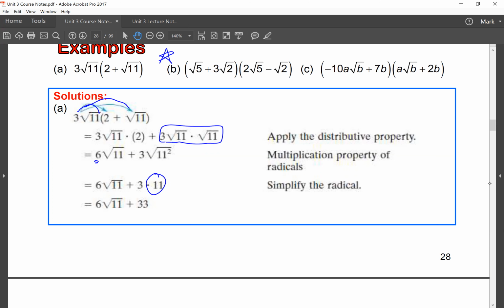Again, you can do most of this on your calculators. So this is actually a pretty simple topic. For example, you can do 3 root 11 times 2 on your calculator to give you this, and then you can do 3 root 11 times root 11 to give you 33. So this is pretty straightforward. It gets a little more challenging when we start introducing A's and B's, which I'll show you in a minute.